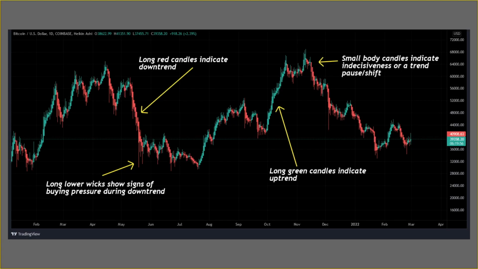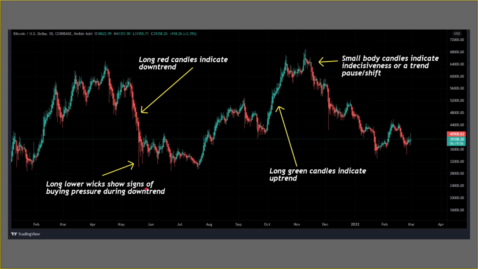Now here's an example on the Bitcoin daily chart. This is what we're looking for as traders that are possibly using Heikin Ashi candles. Here's just one example. Long red candles indicate the downtrend. We're seeing that this is a strong downtrend, so this is the time to short. This is not the time to buy or long the asset. This is the time to short or sell the asset.